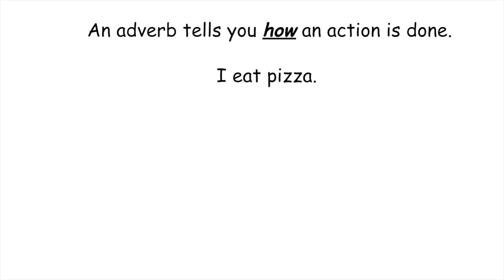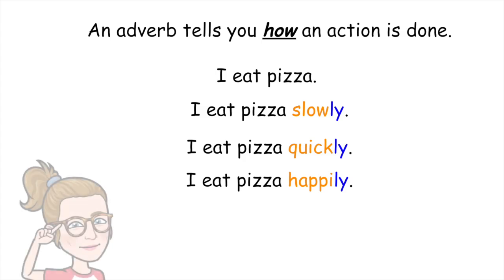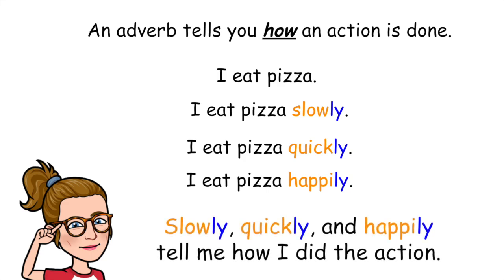But I can add an adverb to tell me how I am eating the pizza. I eat pizza slowly. I eat pizza quickly. If I am very hungry, I will eat it quickly. I eat pizza happily because I love pizza. So when I am eating pizza, I am happy. Okay, so are we remembering a little bit more now? Slowly, quickly, and happily tell me how I did the action. How did I eat the pizza?